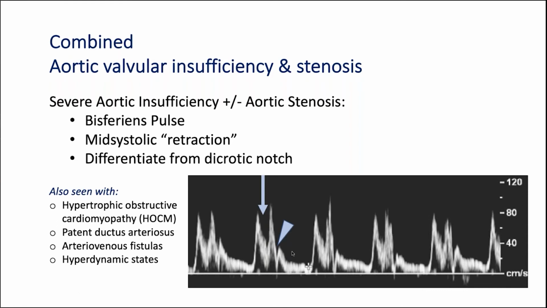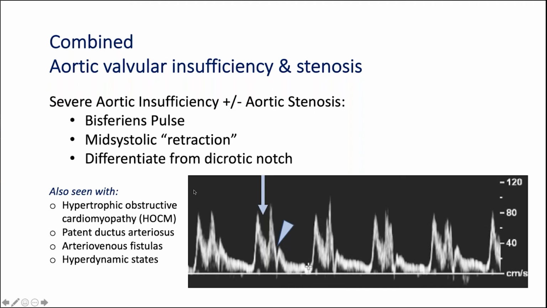So this little triangle here points to the typical dicrotic notch that we see in the deceleration phase of most carotid waveforms. The big arrow is pointing to this decrease in flow velocity in the middle of the cardiac systolic phase. This is referred to as mid-systolic retraction. The actual physiological cause of this is not really well elucidated, and there's not a lot of agreement about what may cause it.